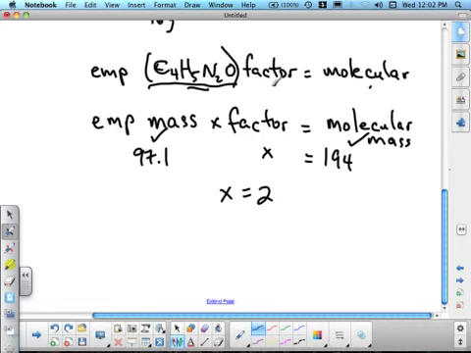So put that in here, now that I know it's 2, and I'm going to multiply everything in the empirical formula by 2. So my molecular formula is C8H10N4O2.